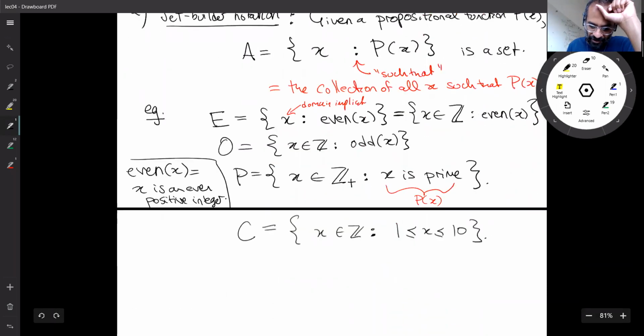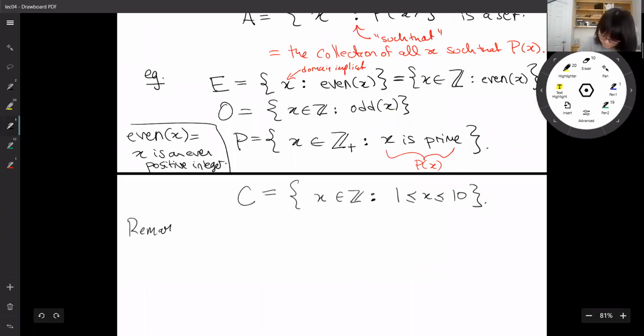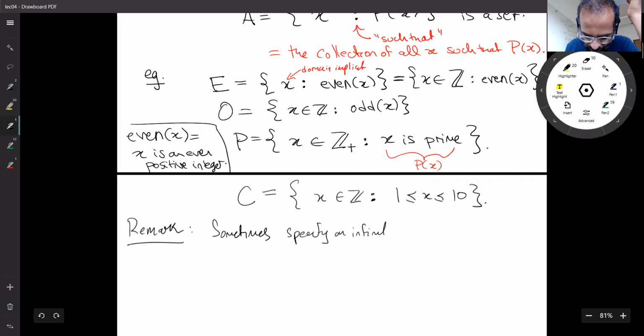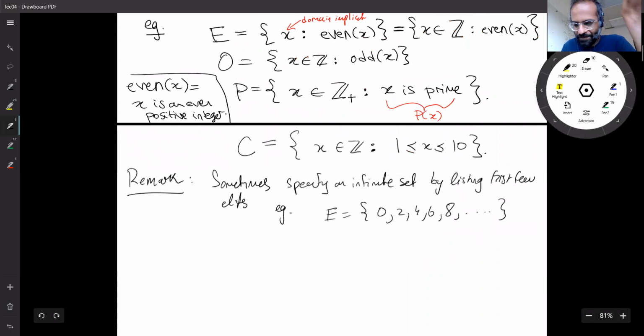And I should make a remark that sometimes people specify an infinite set by listing the first few elements. For example, I could write E is 0, 2, 4, 6, 8, dot, dot, dot. And most people would say, okay, I'm looking for the even integers, right? But this is not completely precise. This is making an assumption. So this is okay, later in math people do this, but for now, I would say avoid this.